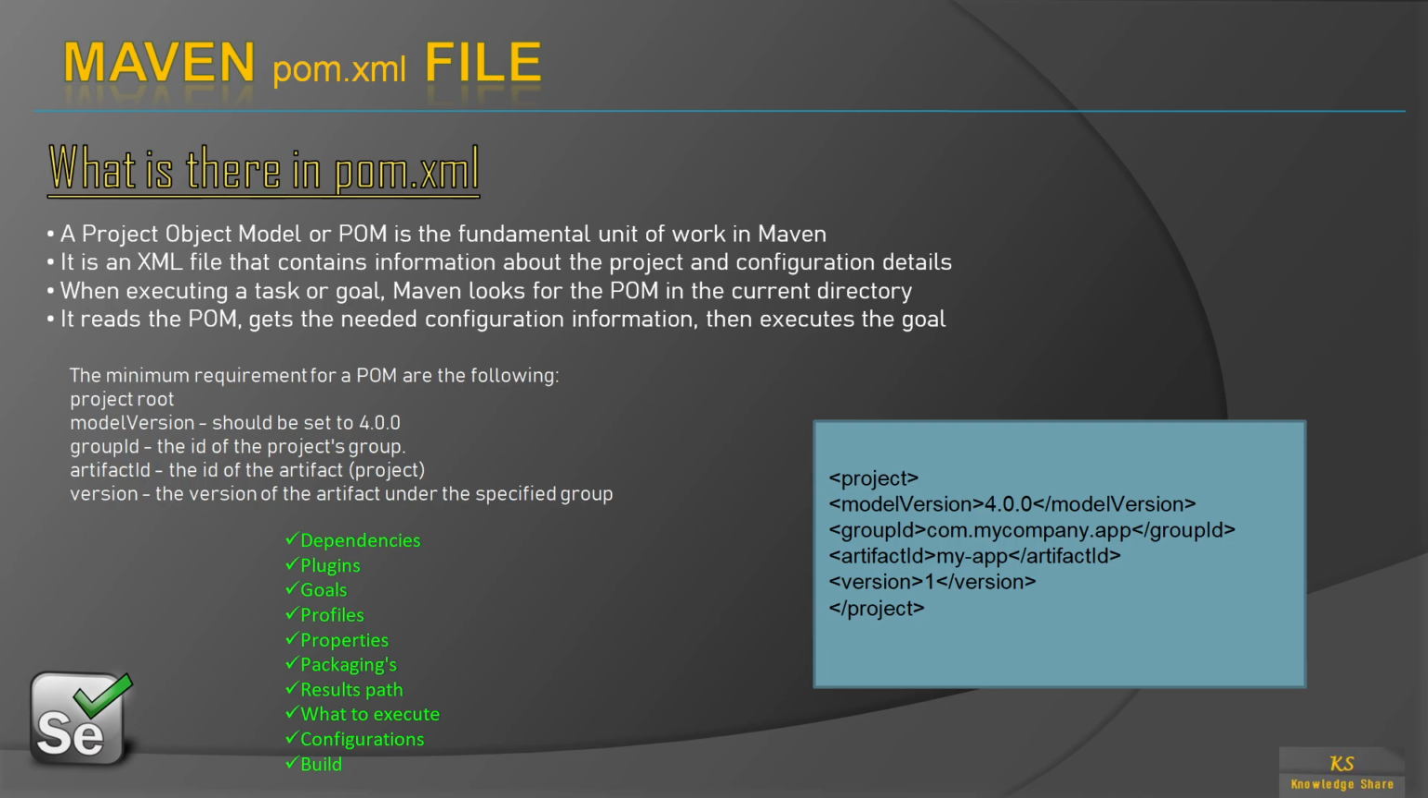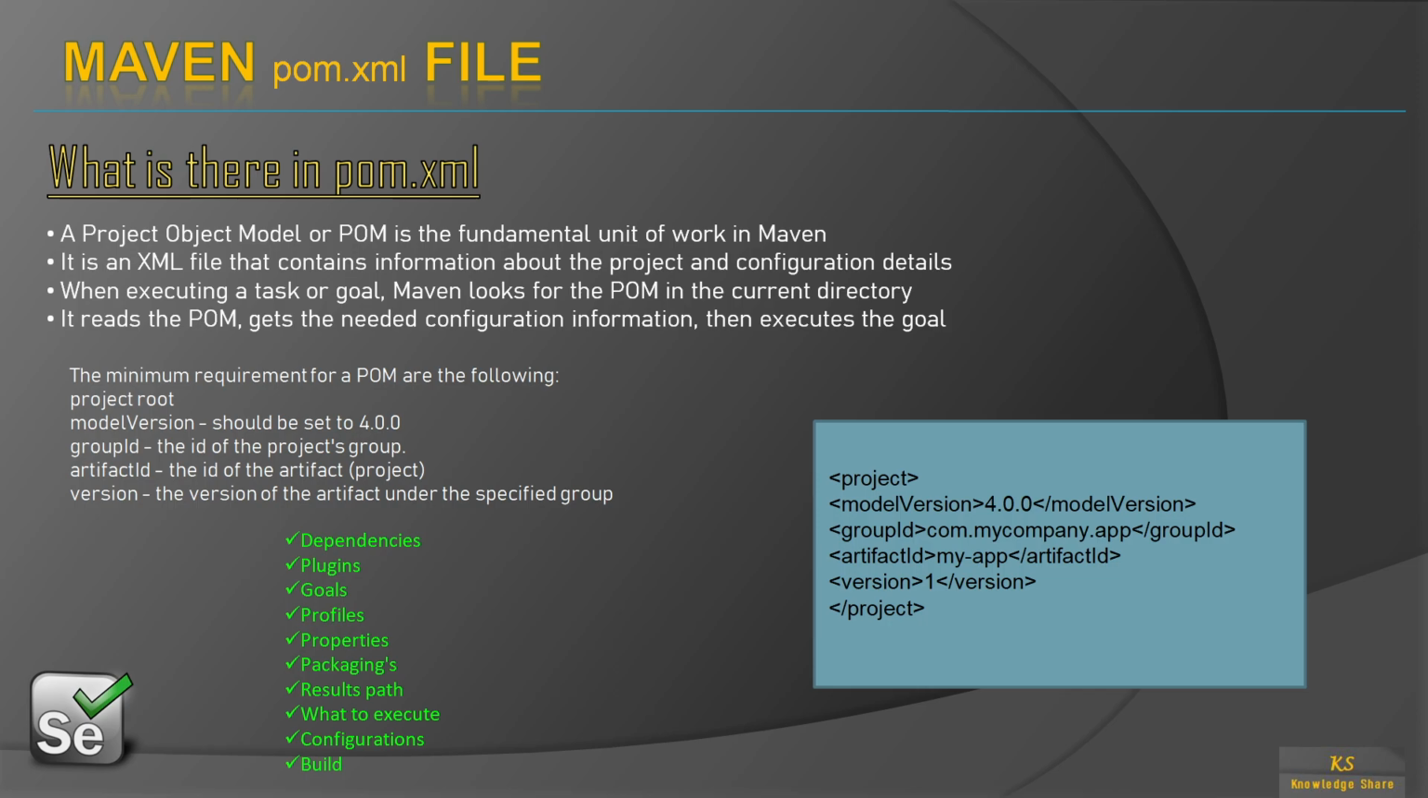It's a simple XML file which contains some configurations related to the project. Whatever we have to do with our project, all that information is present in the pom.xml file. As we discussed earlier in the previous session, we have plugins, goals, and phases, and we will be specifying all those things in the pom.xml file.